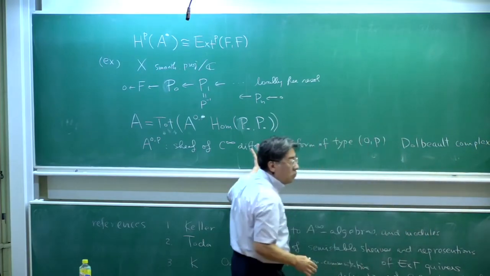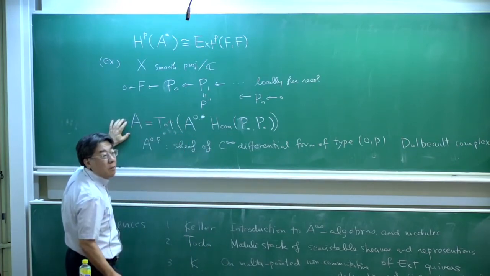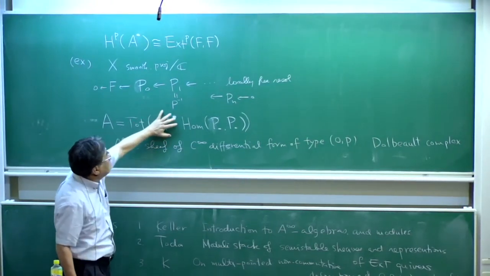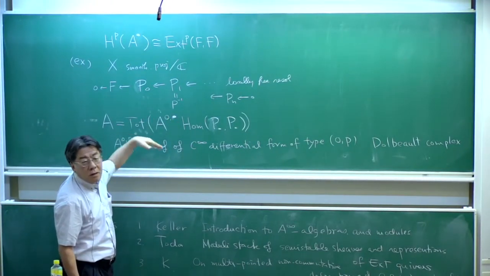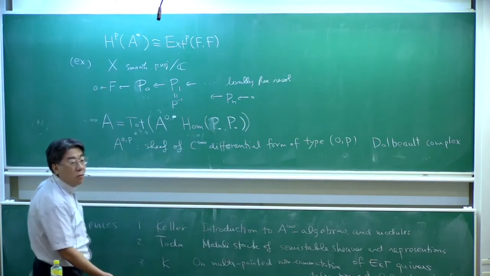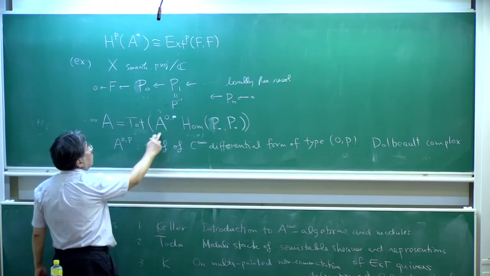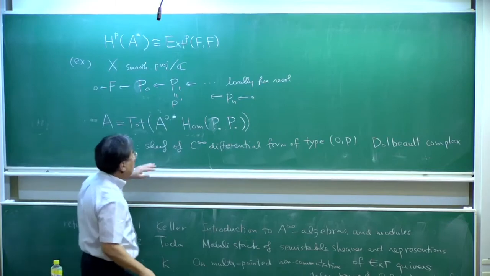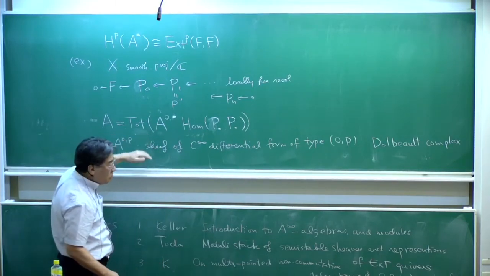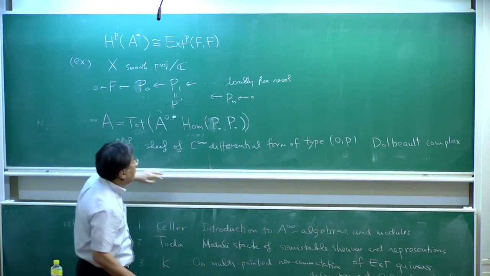And by using Dolbeault complex, you can also calculate the extension sheaf. So in the case of locally free resolution, you need to resolve again, because these locally free sheaves have higher cohomology. So in order to compute cohomology, you need to resolve again. And this is a more traditional way of computing extension sheaf. For example, in Todd's paper, this DG algebra is used.